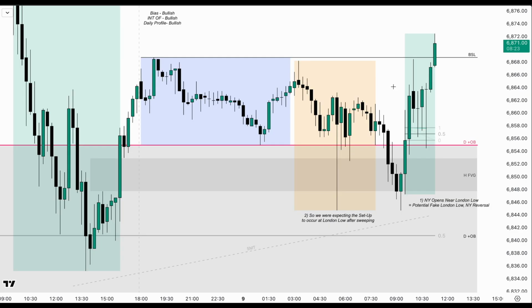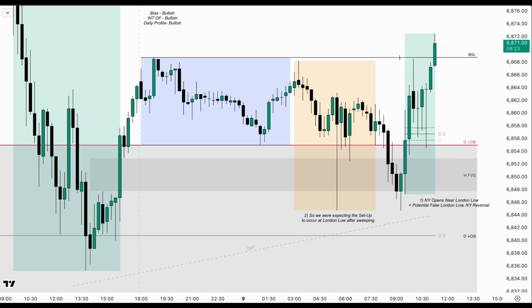So for example, in this scenario right here, we have a bullish daily profile. Price opens, runs below opening price, hits this higher time frame array, and we are now thinking that this is going to make the low of the day and New York's going to expand higher. But then what do we see? We see New York actually opens really close to this London low right here.